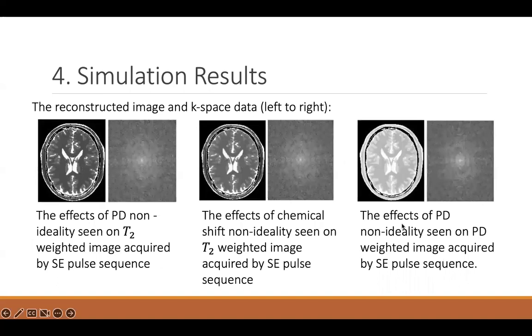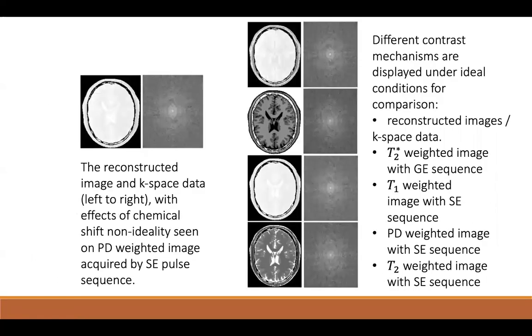And now, on the left, you see the effect of proton density non-ideality over T2 weighted image. In the middle, you see the effects of chemical shift non-ideality over T2 weighted spin echo image. And on the right, you see the effect of PD non-ideality for PD weighted spin echo image. We get better contrast for PD weighted image when we have PD non-ideality compared to without any non-idealities. On the left, you see the chemical shift non-ideality effect over PD weighted image. On the right, you see different weighted images without any non-ideality.